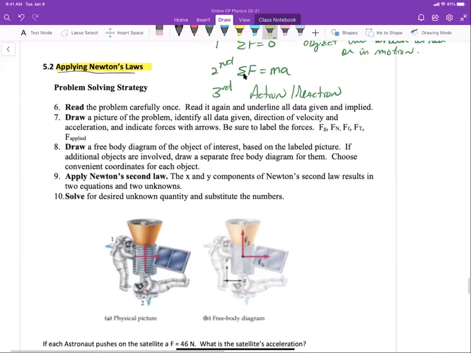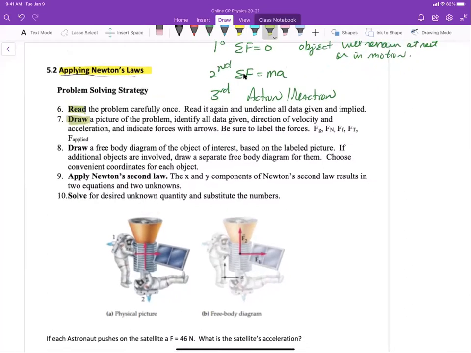So here's the strategy. First thing we need to do, we need to read the problem once through, then read it again and underline all the data that's given and implied. Draw a picture of the problem, identifying all the data that's given, direction of velocity and acceleration, and indicate forces with arrows. Draw a free body diagram based on the labeled picture.